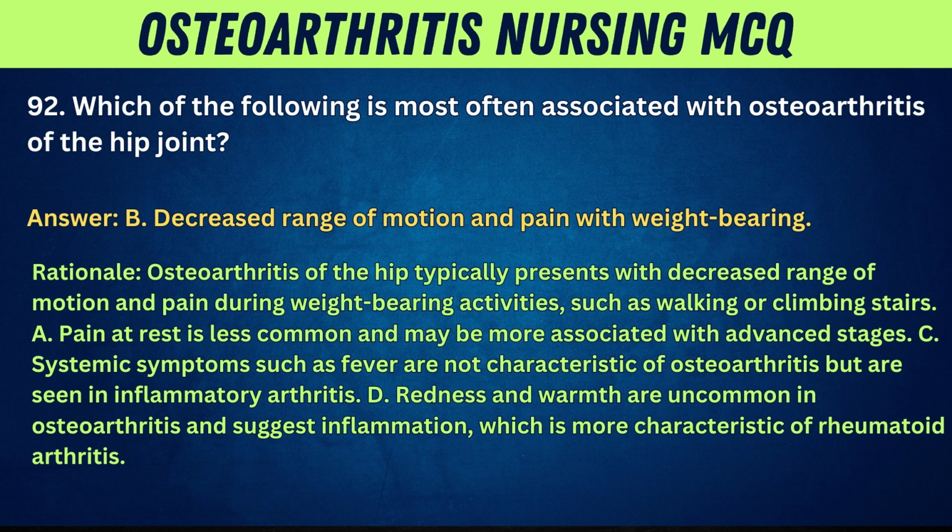Rationale: osteoarthritis of the hip typically presents with decreased range of motion and pain during weight-bearing activities, such as walking or climbing stairs. A. Pain at rest is less common and may be more associated with advanced stages. C. Systemic symptoms such as fever are not characteristic of osteoarthritis, but are seen in inflammatory arthritis. D. Redness and warmth are uncommon in osteoarthritis and suggest inflammation, which is more characteristic of rheumatoid arthritis.